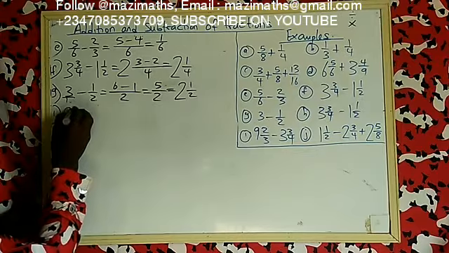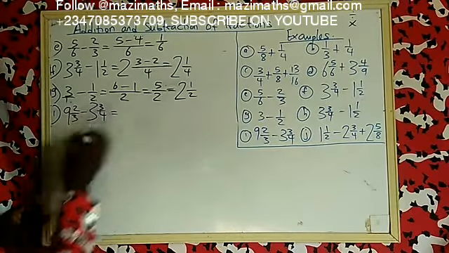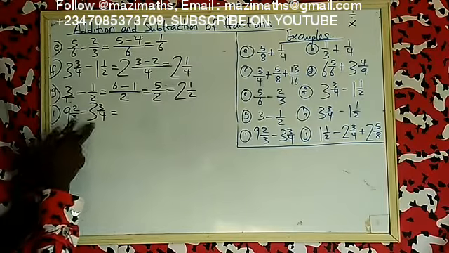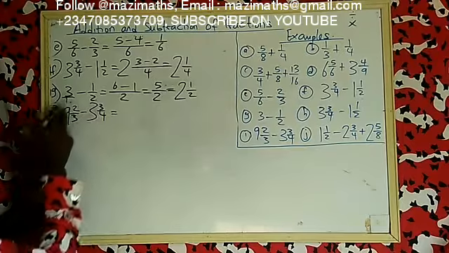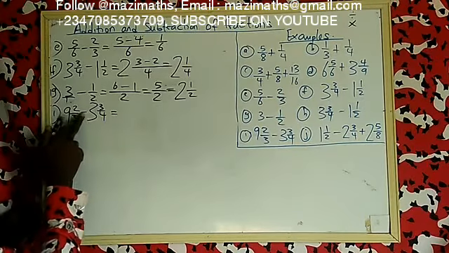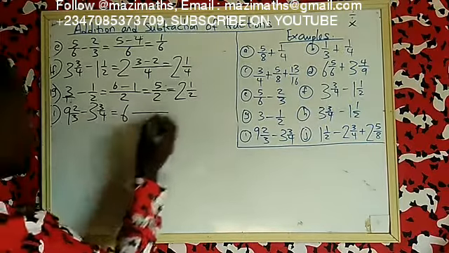You have 9 whole number 2 over 3 minus 3 whole number 3 over 4. Now let's calculate the one. The whole number we did here. What you have here is 9, what you have here is 3. Take away that 3 from 9. You take it away from 9 because of minus we did here. So 9 minus 3 will give you 6. And then you move your line.